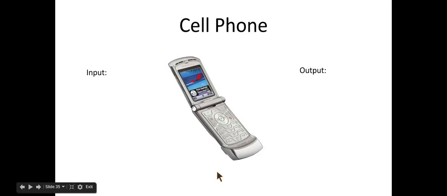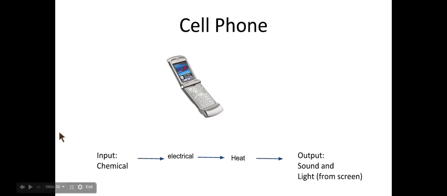And finally, a cell phone. Okay. Cell phones need a battery to work. That's chemical energy, transformed to electrical. The output, of course, is sound and light from the screen. But also, we know cell phones can get warm. So heat is also produced. And that's it. So go ahead, if time permits, finish your independent practice and then move on to your exit ticket.